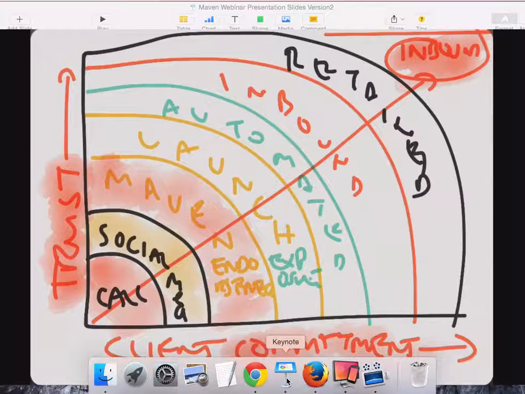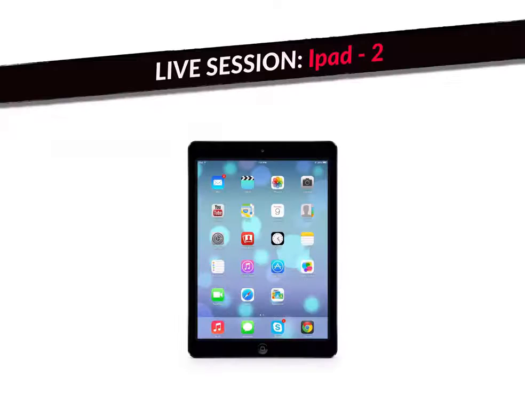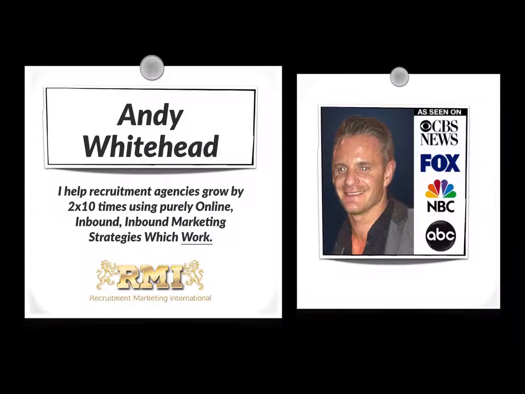So, while you're doing that, let's get back into the next steps. What we're going to cover next is this. I'm going to cover the 3 mistakes that are killing off agencies. I'm going to cover the 4-step framework so you can actually apply this in your business. I'm going to show you how to implement your own system.